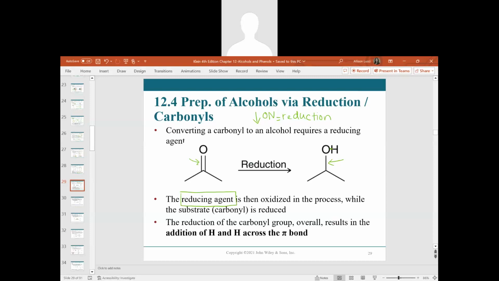That reducing agent itself is oxidized, if you recall, and then our substrate, our carbonyl, in this case it looks like either a ketone or aldehyde, will be reduced, and then we see our alcohol results. So we have an addition reaction across this pi bond. The reduction of the carbonyl overall adds H and H across that pi bond at the same time.